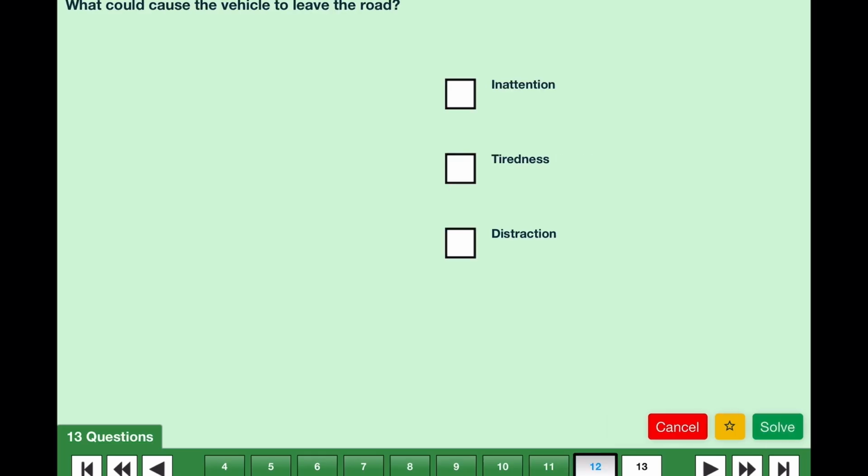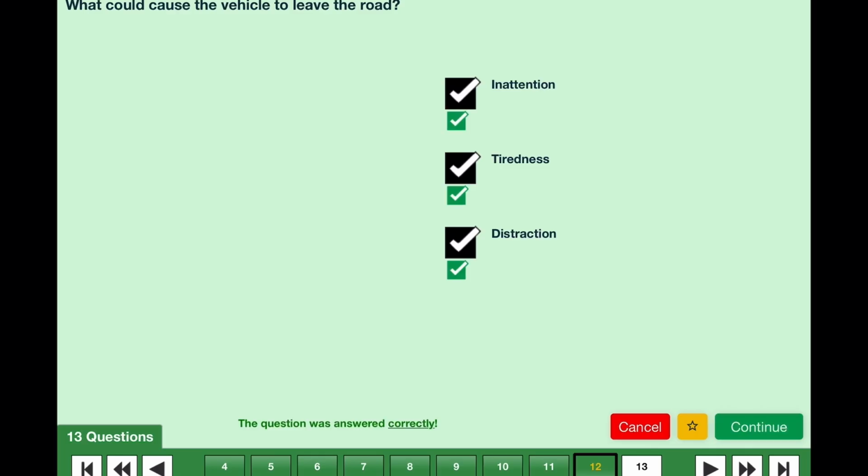Moving to number 12. What could cause the vehicle to leave the road? You are driving on the autobahn and you get a call. It can also cause an accident. So inattentiveness is 1. Tiredness, distractions. When you are distracted on the road, it can cause a road accident. So 1, 2, and 3 are correct.